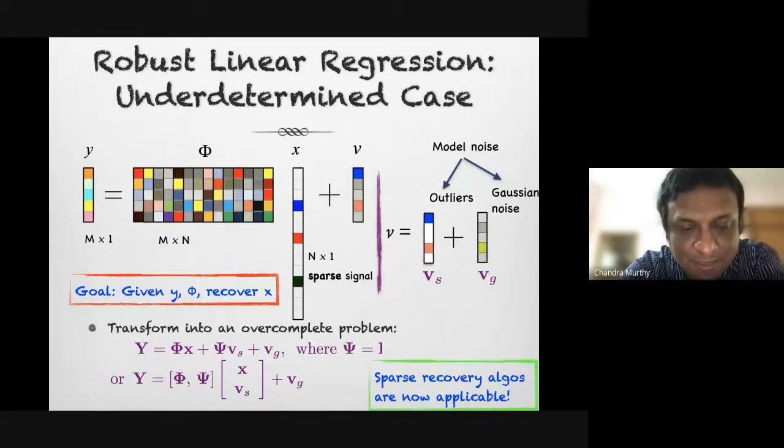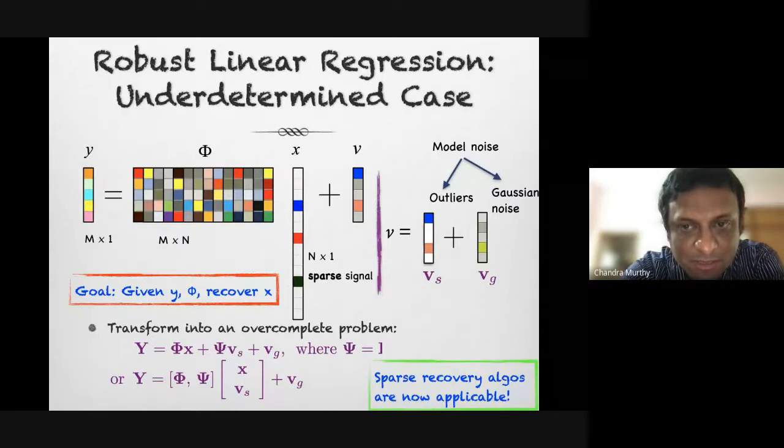Overcomplete problem simply means that you have a measurement matrix with more columns than rows. And the way to do that is to write y as phi times x plus psi times vs plus vg, where psi is equal to the identity matrix. So it's the same model as before, y equals phi x plus v, but I'm writing v explicitly as vs plus vg, and I'm associating the identity matrix as an observation matrix with this vector vs. And then I can concatenate x and vs together and write it as phi and psi concatenated horizontally, times a bigger vector x vs, plus vg.